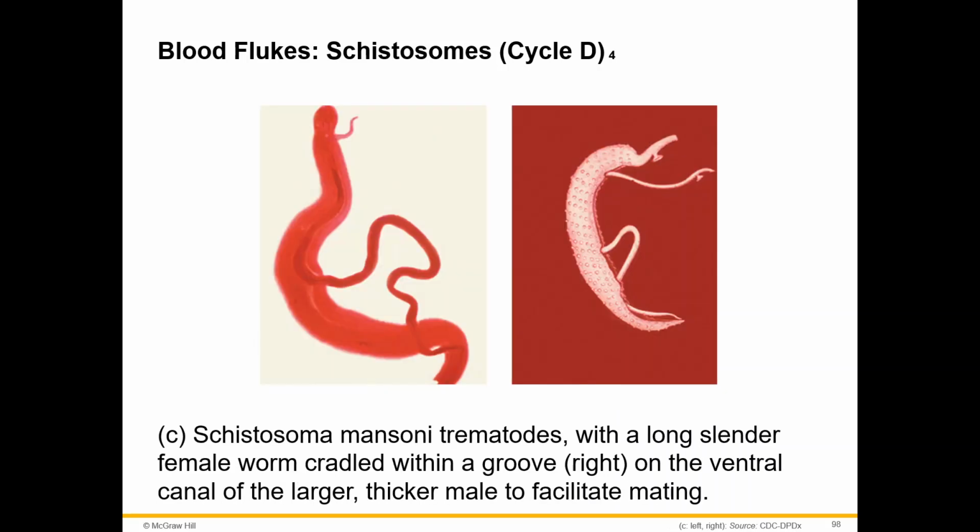And so this is just an up close view of a schistosoma, particularly the species Mansoni. I'm not having y'all memorize each individual species of the schistosomes. I just want you to know what schistosomes are, okay? And so these have a long, slender female, cradled within a groove of a larger, thicker male. So this is like the opposite of Ascaris, like I had told y'all. Instead, the female is the little one, okay?